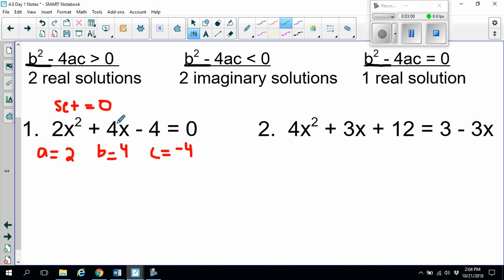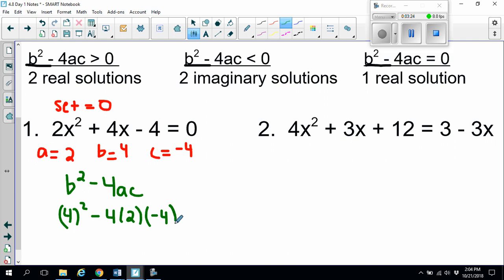So now we're going to use that formula, b squared minus 4ac, to determine our solutions and the type. So we take our b, which is 4, and we square that. So we have 4 squared minus 4 times our a value, which is 2 in this case, times our c value, which is negative 4. Now, what I would advise is just to plug this entire discriminant into your graphing calculator or into your scientific. It doesn't matter which one you use.